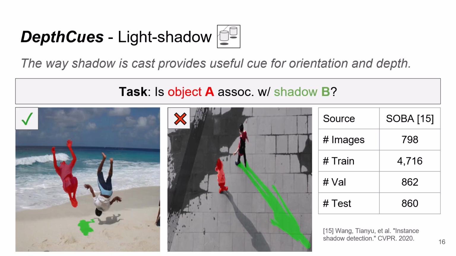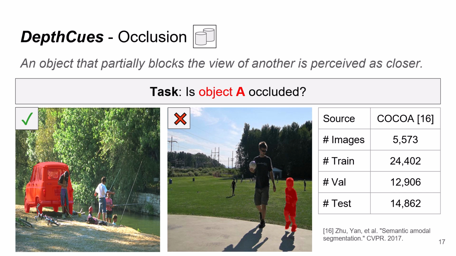Next, the way shadow is cast provides a useful cue for orientation and depth. To test the understanding of this cue, we use the task of light-shadow association, where we ask the models to classify whether the red masked object A is associated with the green masked object B. The occlusion cue describes that an object that partially blocks the view of another is perceived as closer. For this, we probe the models to classify whether an object indicated by the red mask is occluded or not.